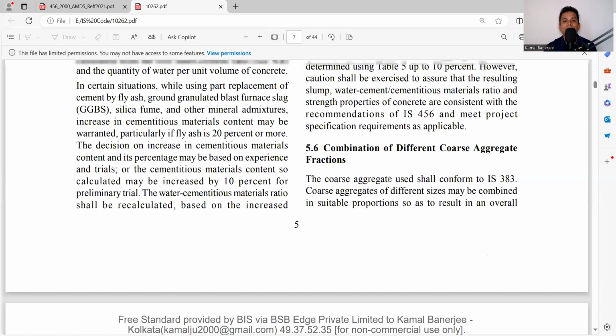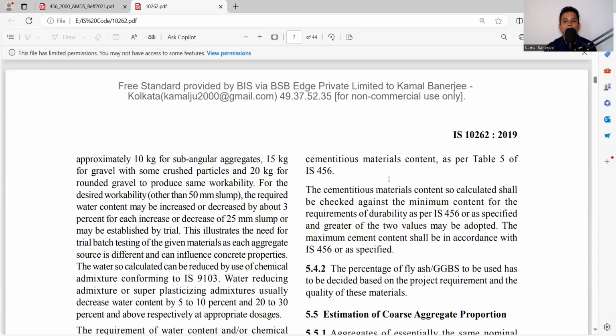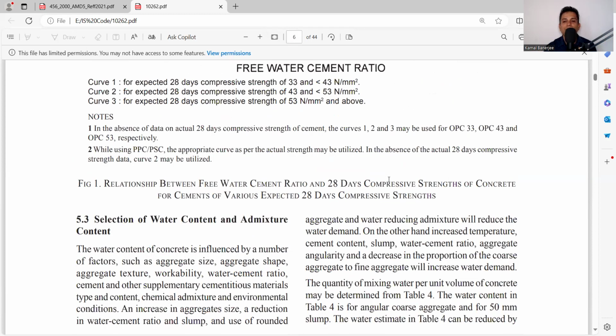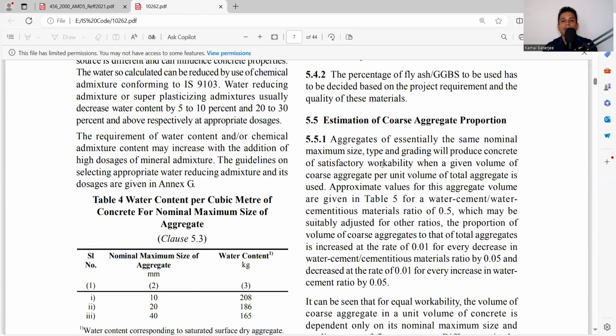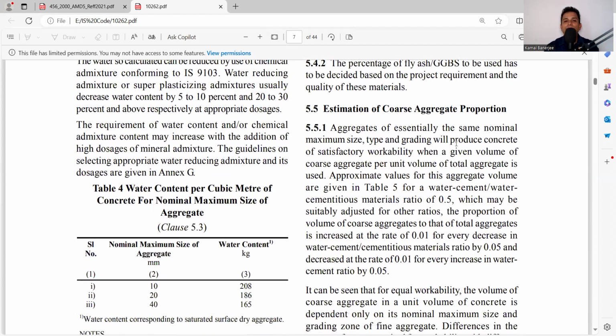0.62. अब Clause 5.3 क्या बोल रहा है? एक बार देखना है. Clause 5.3 selection of coarse aggregate ये बोल रहा है कि aggregate of essentially the same nominal maximum size, type and grading will produce concrete of satisfactory workability when a given volume of coarse aggregate per unit volume of total aggregate is used. In Table 5, water cement ratio 0.5, which may be suitably adjusted for other ratios. That means what is my water cement ratio? It is 0.36. Now we are getting 0.62 for the 0.5 water cement ratio. Now we need to adjust.